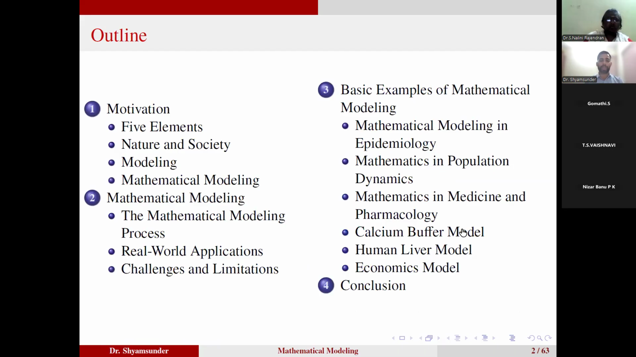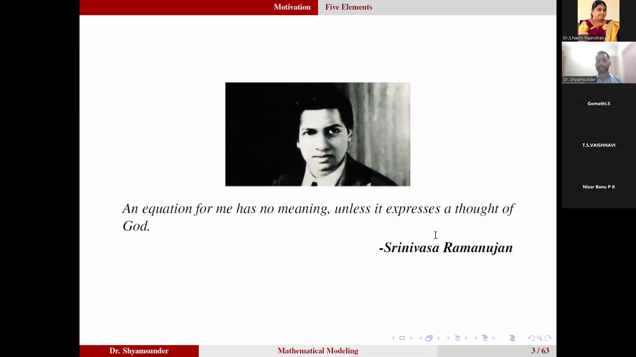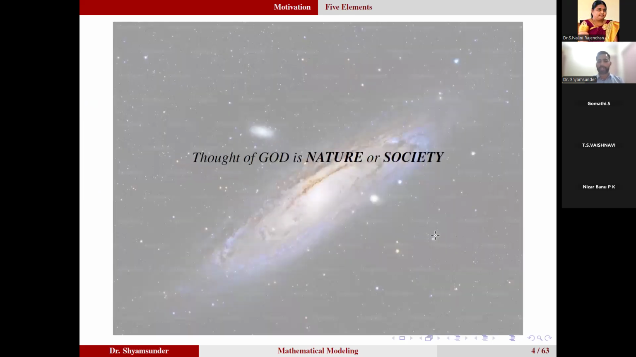These are the outlines for this talk: the motivations, mathematical modeling, basic examples, and finally the conclusions. Then we start mathematics from a beautiful thought. Srinivasa Ramanujan said a beautiful quote: an equation for me has no meaning unless it expresses a thought of God. The thoughts of God are also central in the equations. The thoughts of God are the beautiful nature, the beautiful society, the beautiful planet.